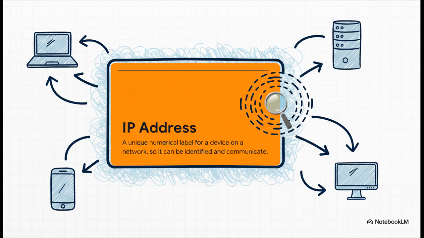A little fun fact here: as we've gone from thousands of devices to literally billions, the address format has had to change from an older system called IPv4 to a new one, IPv6, just so we don't run out. But the main job is exactly the same. Let a device be identified so it can talk to other devices.